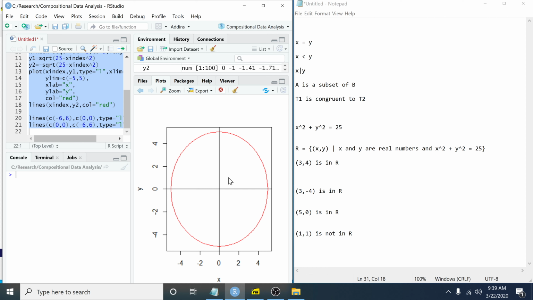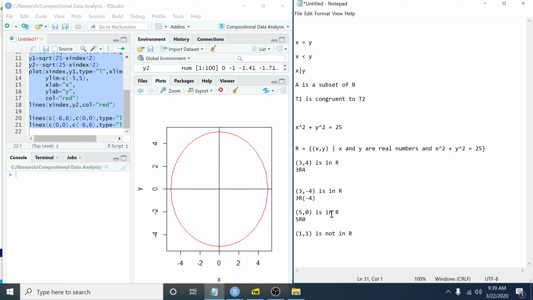Now, as we move forward and talk about relations, it's going to be a bit cumbersome to write things like 3 comma 4 is in R. We don't really want to spend a lot of time writing stuff down like that. So instead, we're going to write 3R4. If we write 3R4, it means that 3 is related to 4 by this relation, which is equivalent to saying that the ordered pair 3 comma 4 is in R. Or similarly down here, we could say that 3 is related to negative 4, or 5 is related to 0.